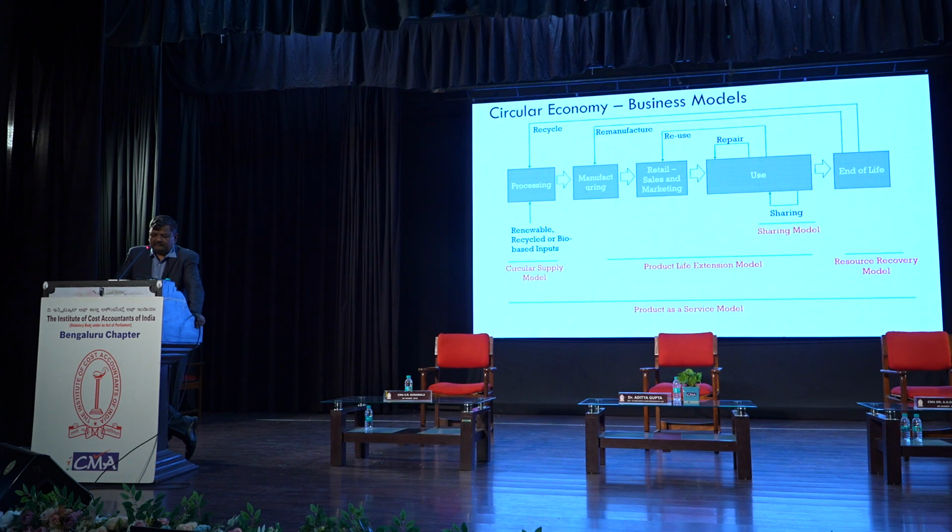And when we combine all of them, then there is something called the product as a service model, where the producer becomes responsible for the entire life cycle of that particular product. So this was just a snapshot of all the 5 models so that you get a glimpse of what these particular models mean.